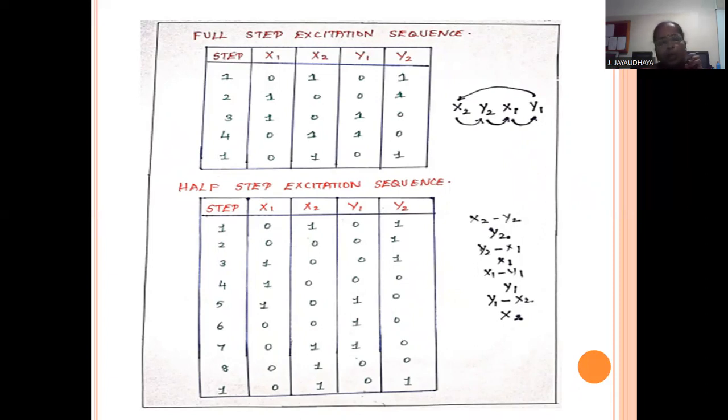Similarly, if you are moving to the half step operation, how to energize is very simple: X2, Y2, then Y2 alone, then Y2, X1, X1 alone, then X1, Y1, then Y1 alone, then Y1, X2, and finally X2 alone. In this way you energize your stator winding. If you energize in this way, then you will get the half step operation.